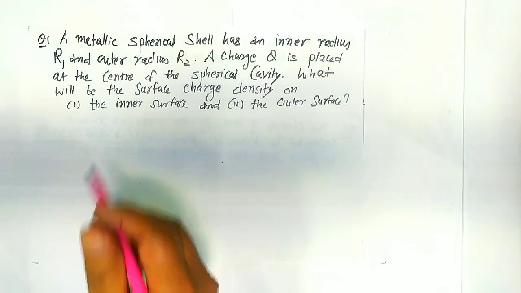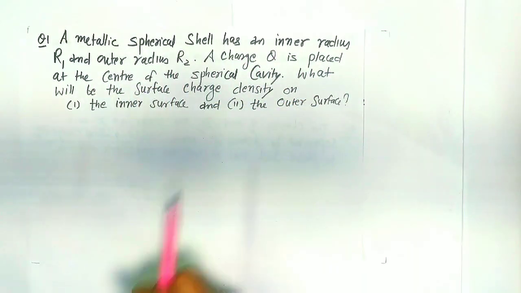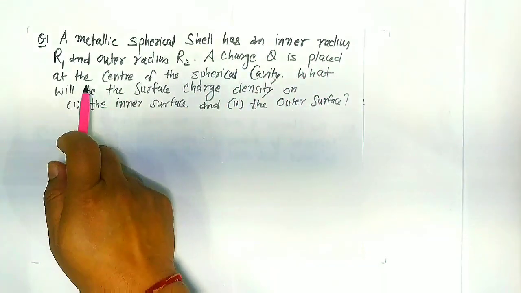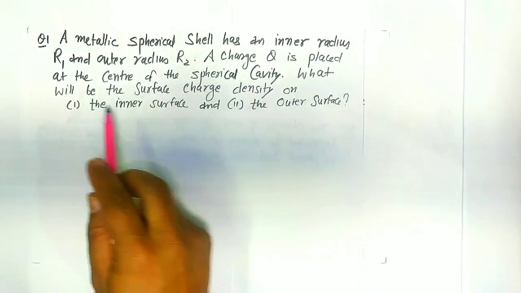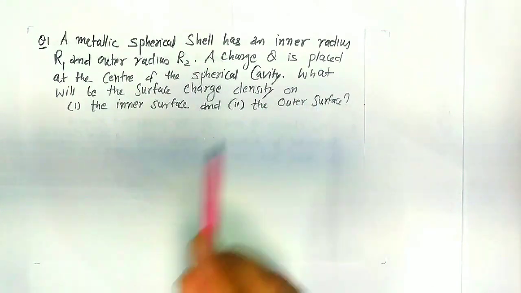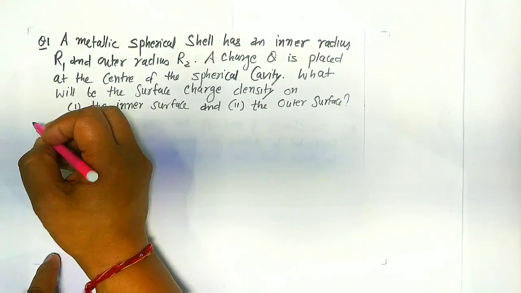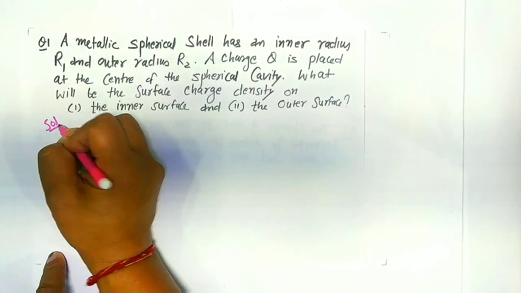First question: a metallic spherical shell has an inner radius R1 and outer radius R2. A charge Q is placed at the center of the spherical cavity. What will be the surface charge density on the inner and the outer surface? We know the surface charge density is charge per unit area. We'll find out the solution of this.